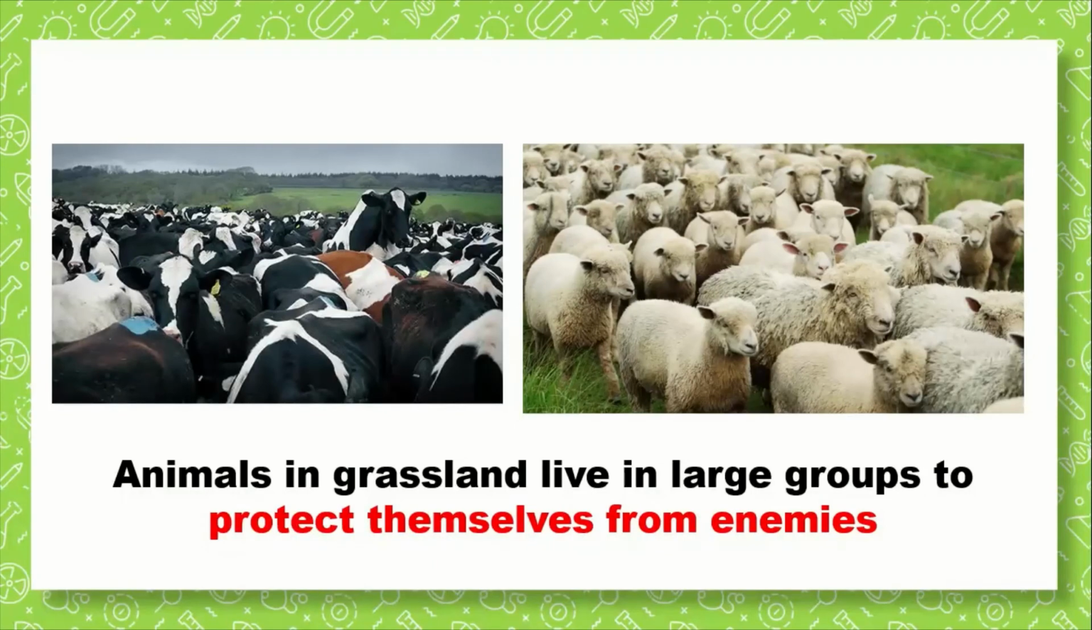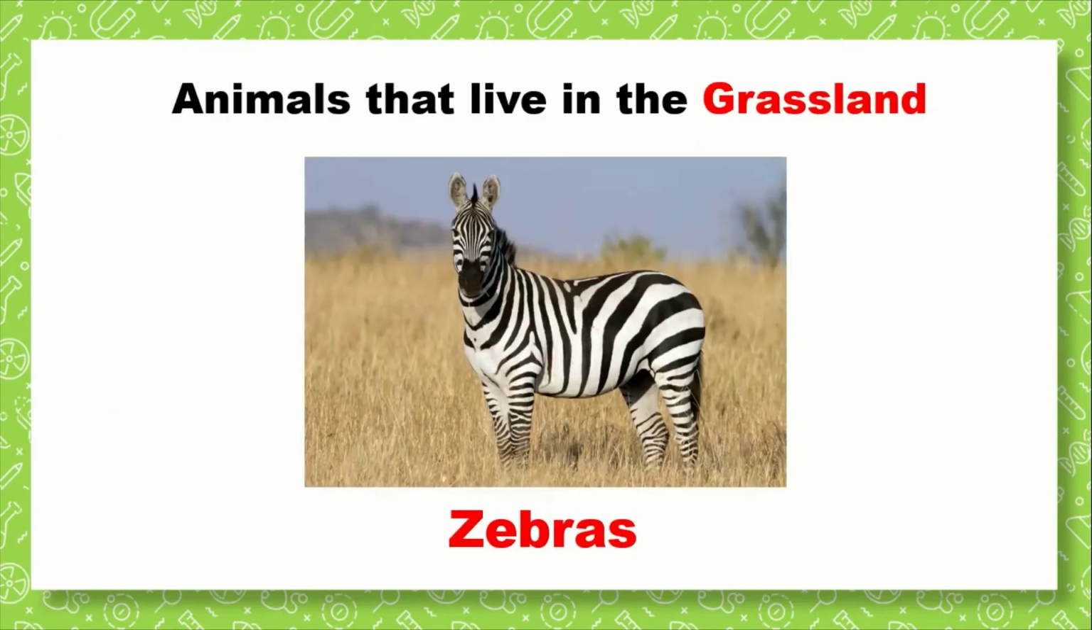Animals that live in grassland like to live in a group. Animals in grassland live in large groups to protect themselves from enemies, especially animals that don't eat other animals and are a little bit weaker. Animals like sheep and cows live in large groups to protect themselves from enemies like lions and tigers. We also have zebras that like to live in grassland.